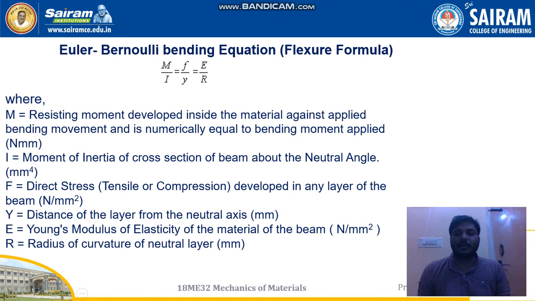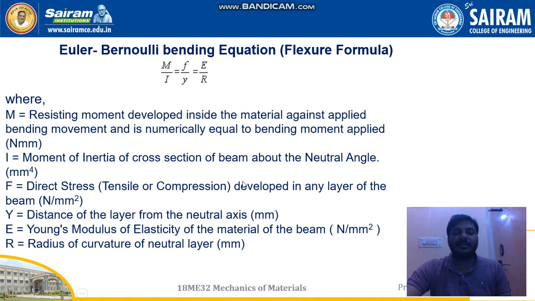Now we will see the notation of each term. M is the resisting moment developed inside the material against the applied bending moment, and it is numerically equal to the bending moment applied. Normally we consider M as the bending moment in the SFD or BMD. When you apply the load, deflection occurs, and that is what we consider as the bending moment. The unit is Newton per millimeter.